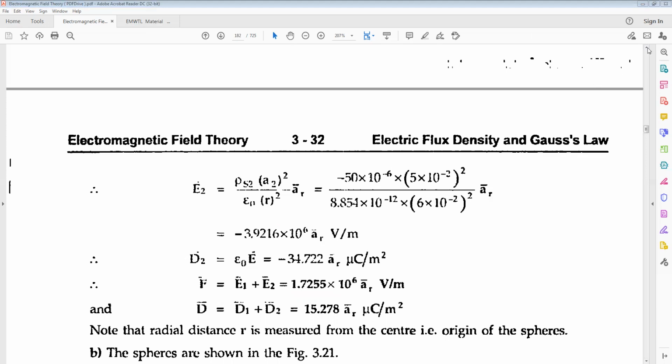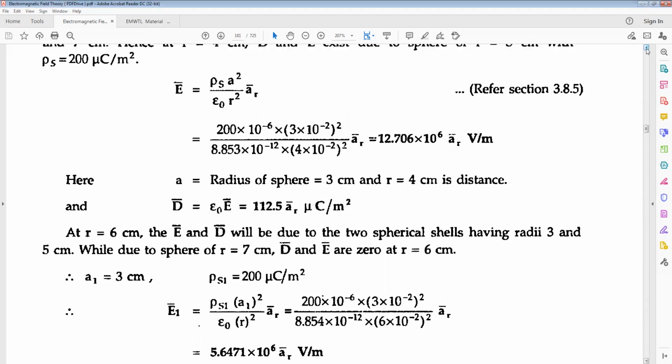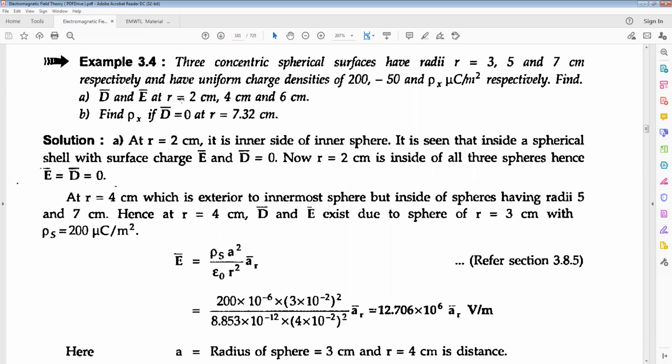See what they are asking here. Find the electric field and the electric flux for R is equal to 2 centimeters, R is equal to 4 centimeters, and R is equal to 6 centimeters. Because of giving the 3 and 5 radii of concentric spherical surfaces, when R is inside, there is no effect, so both are 0.